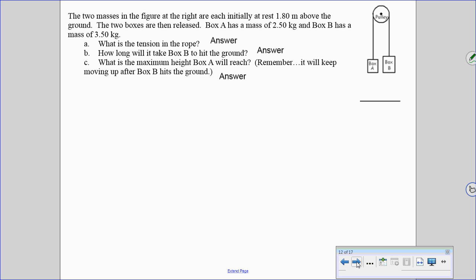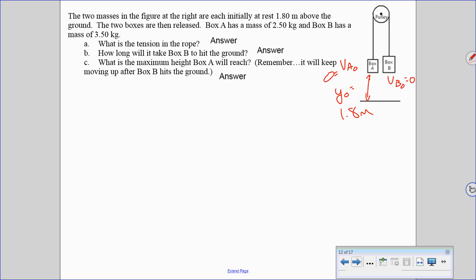So we got two masses in the figure at the right. They're initially at rest, and they're 1.8 meters above the ground. So that's probably worth writing down. The velocity of A initially is zero. The velocity of B initially is zero. Both of them start out at a vertical position, Y naught is 1.8 meters. Y is vertical position. Everybody cool with that? All right.